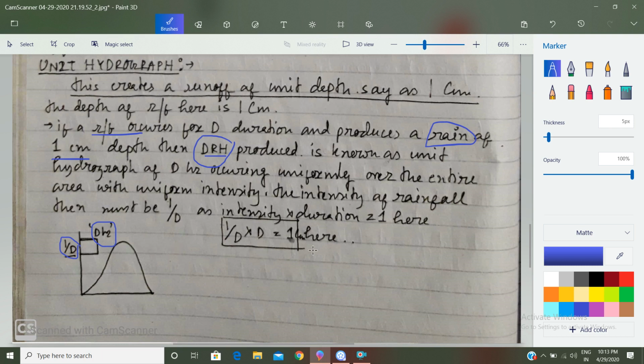Then d will be 1 by d, equal to 1 centimeter, isn't it? Whenever you are given a unit hydrograph, you must understand that the depth of runoff equals 1 centimeter. Further, you need to understand the precipitation occurred with an intensity of 1 by d over the duration. It means if a 2 hour rainfall occurred, then the precipitation must be 1 by 2 centimeter per hour. After all, this is a 1 centimeter rainfall, isn't it?